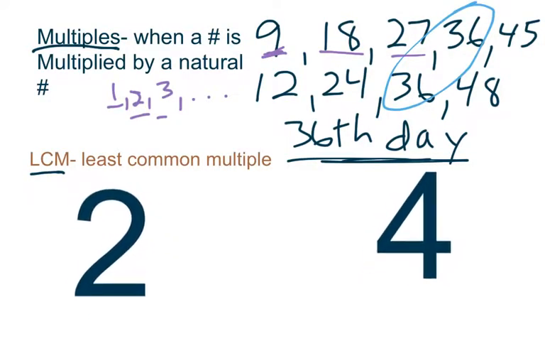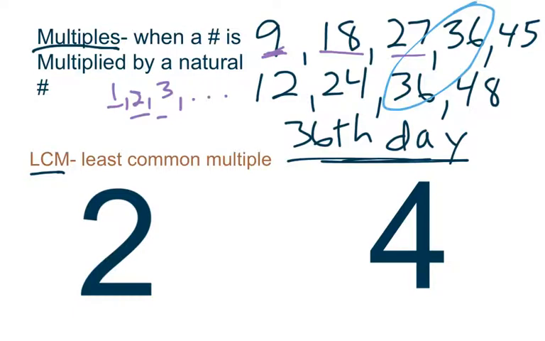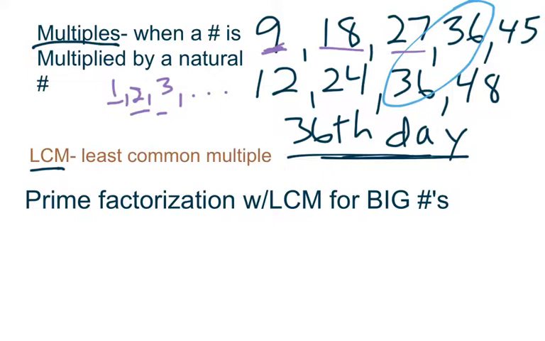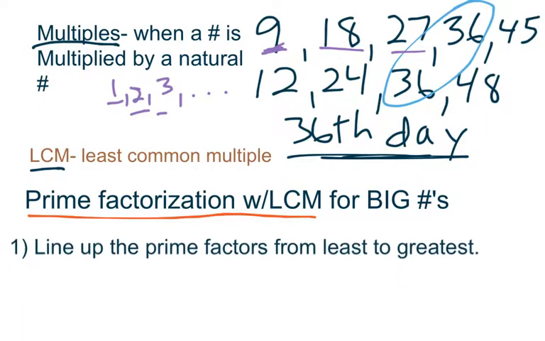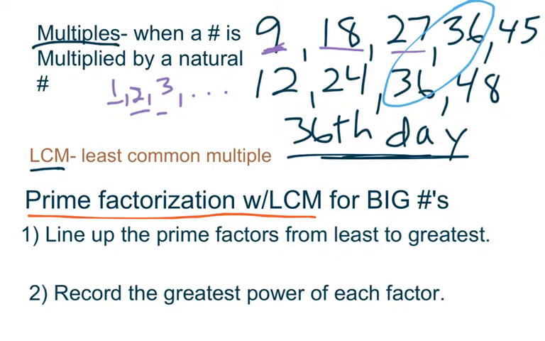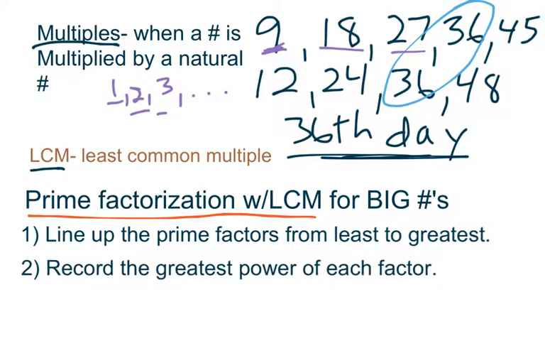Now, 2 and 4 are not the bigger numbers I'm talking about. Those are teeny tiny numbers. We want to use prime factorization to find the least common multiple when we use big numbers. And we're going to follow 3 steps to do that. And that first step is going to be to line up the prime factors from least to greatest. And then we want to, for step 2, record the greatest power of each factor.